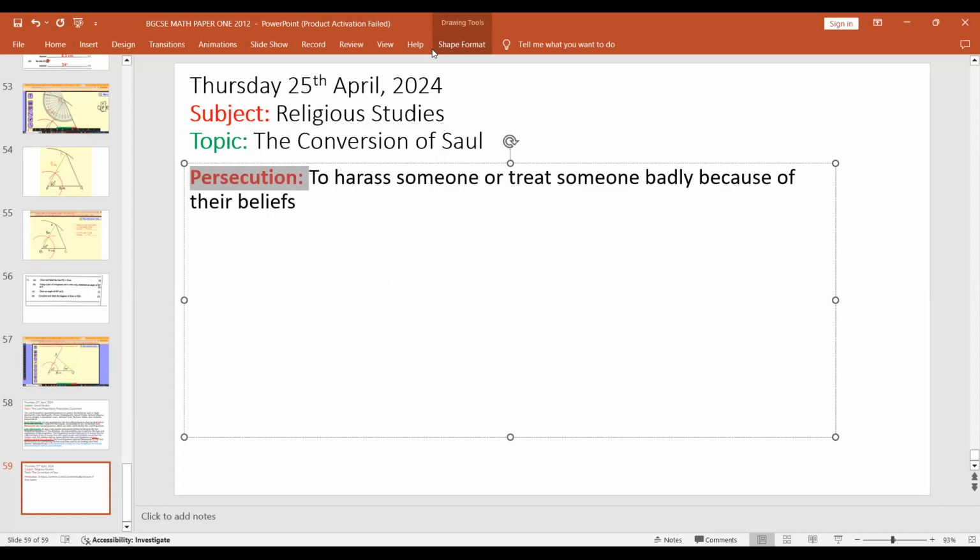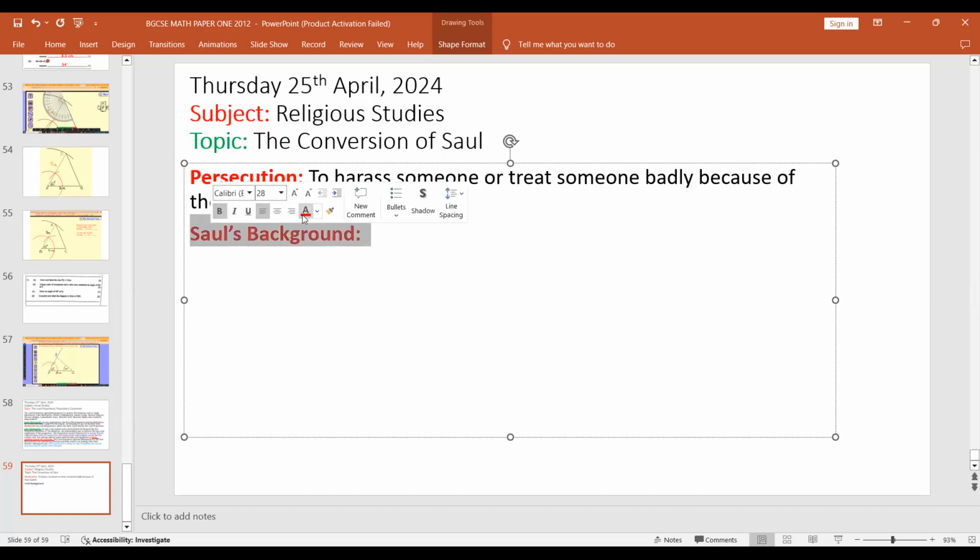Go ahead, Jevin, can you read the definition of persecution? Persecution is to harass someone or treat someone badly because of their beliefs. Very good. And Chai, can you read the definition of persecution? To harass someone or treat someone badly because of their beliefs. Very good.